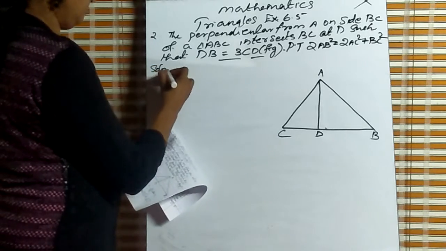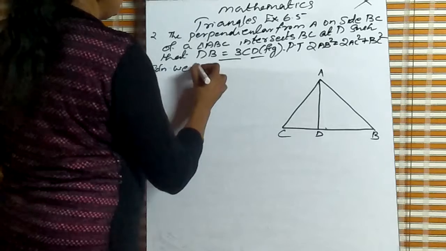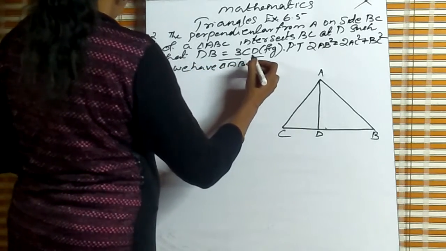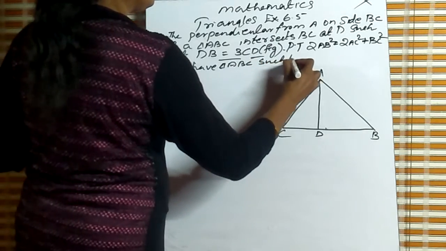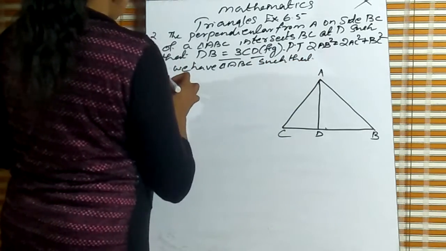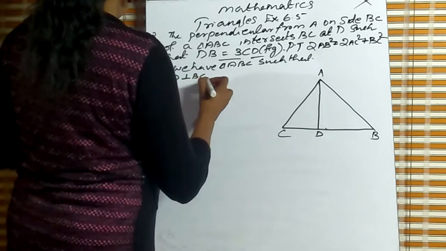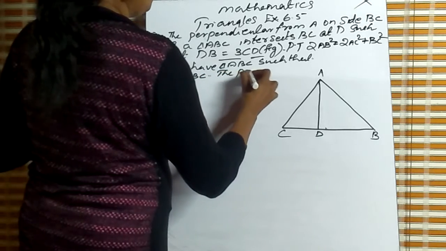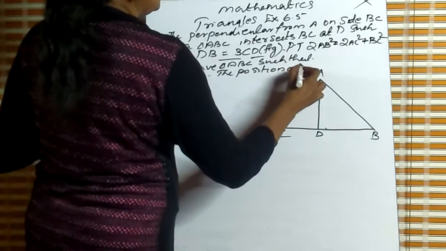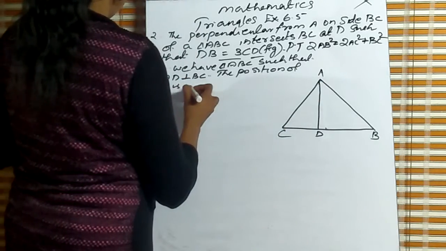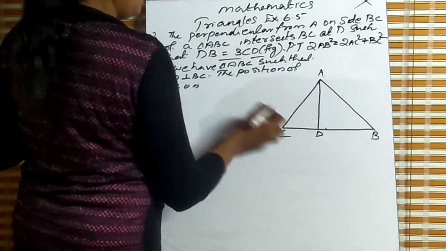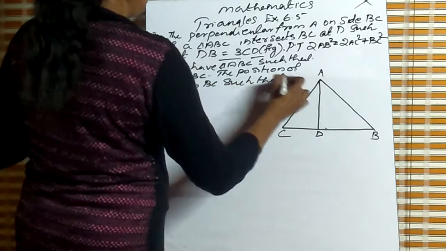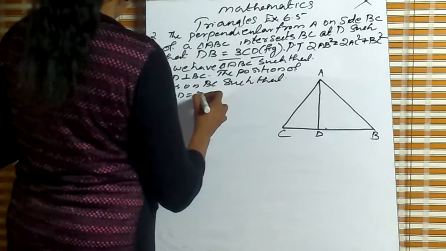Solution. We have a triangle ABC such that AD is perpendicular to BC, the position of D is on BC such that BD is equal to 3CD.